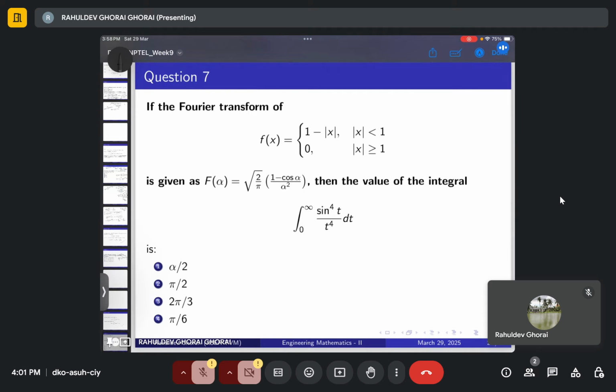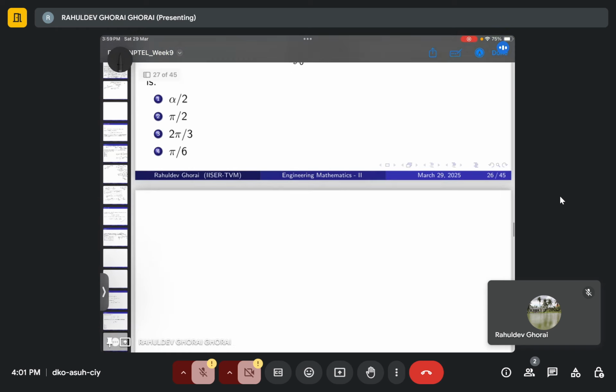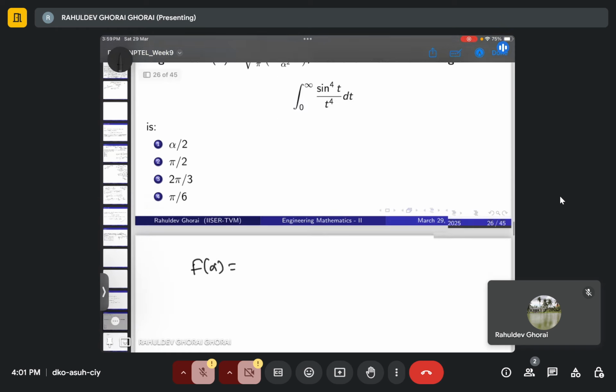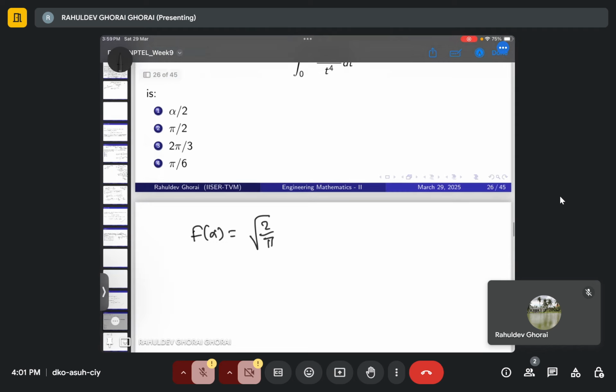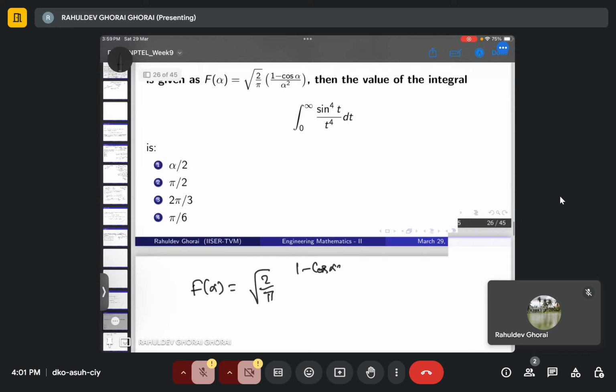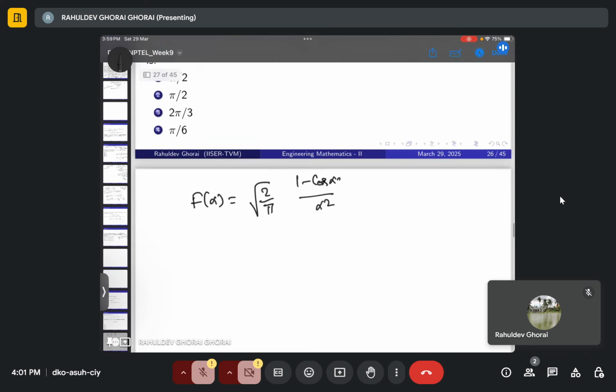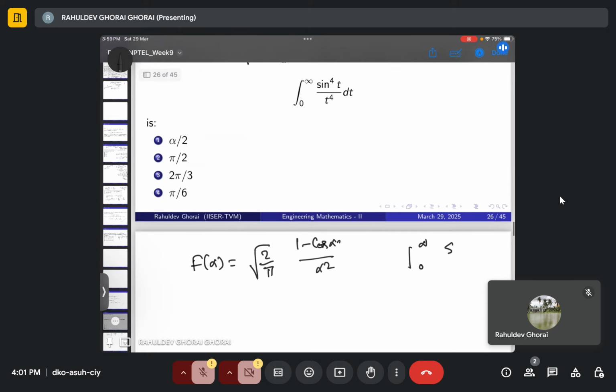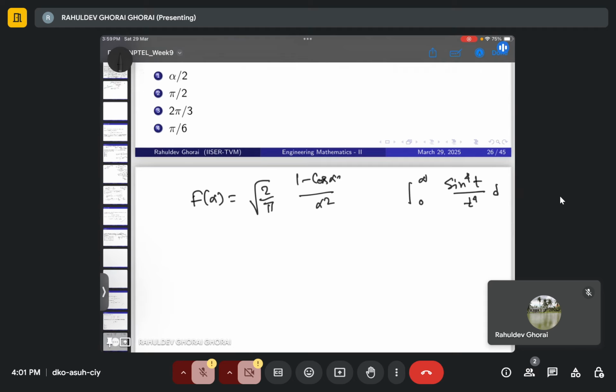Okay, so how to solve this one? The thing is, f alpha is given as 2 over pi times (1 minus cos alpha) over alpha square, and you need to find the integral from 0 to infinity of sine to the power 4 t over t to the power 4, or sine to the power 4 alpha over alpha to the power 4 d alpha, in this case dt, right?